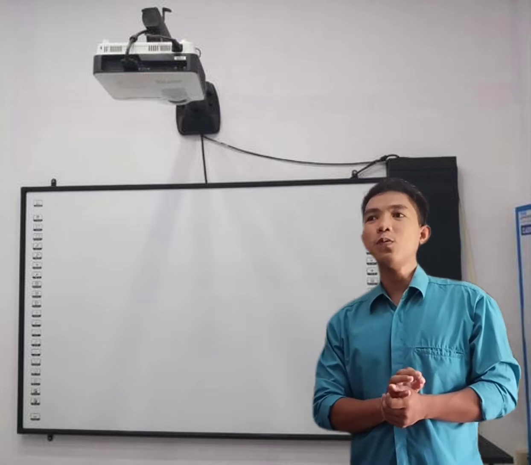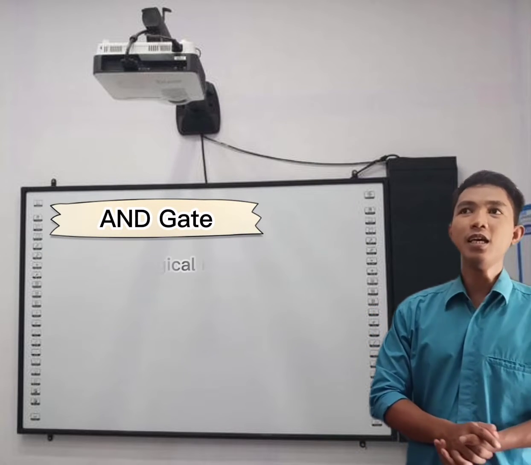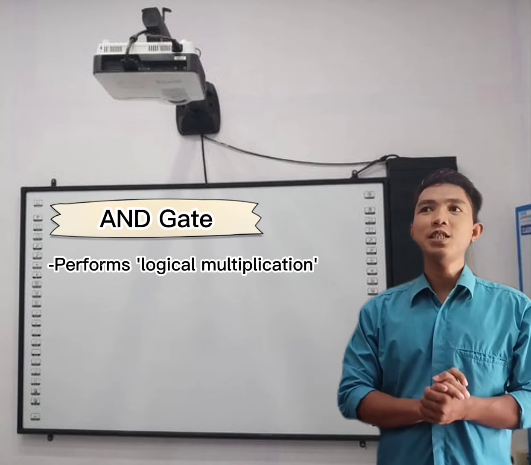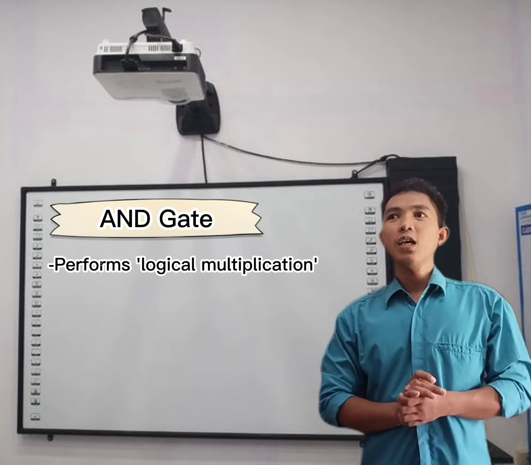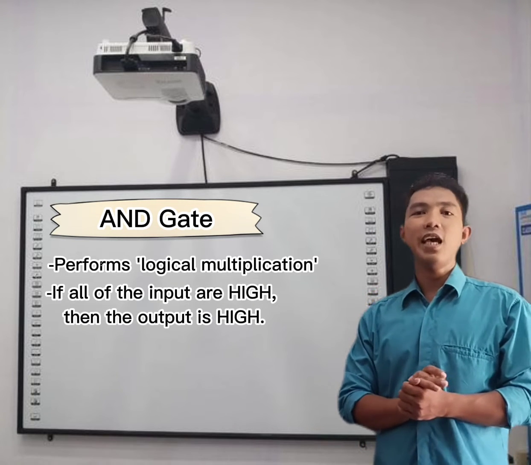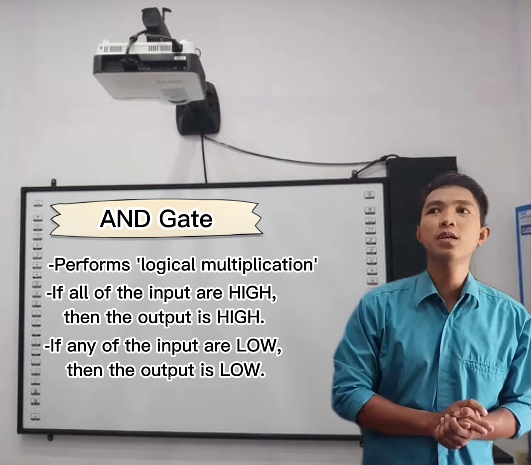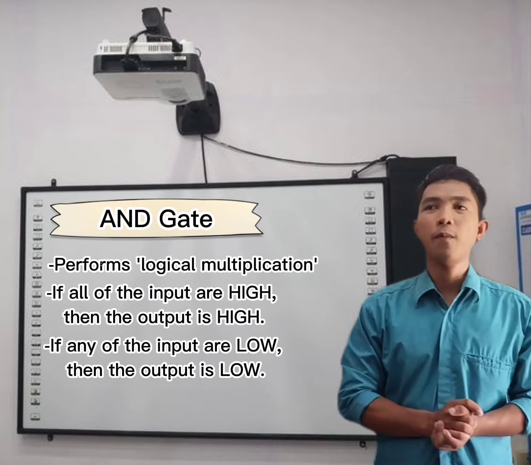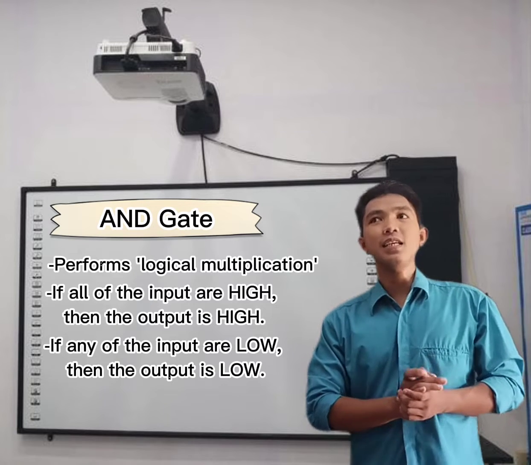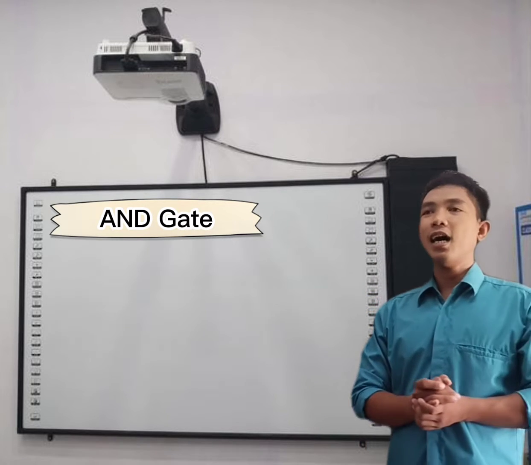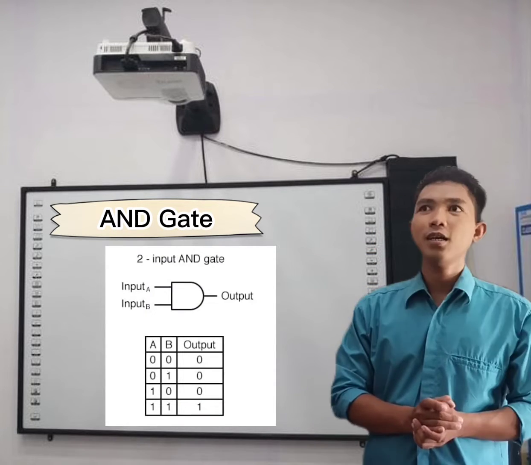The first one is the AND gate. The AND gate performs logical multiplication. If all of the inputs are high, then the output is high. If any of the inputs are low, then the output is low. For better understanding, let's see its symbol and the truth table.